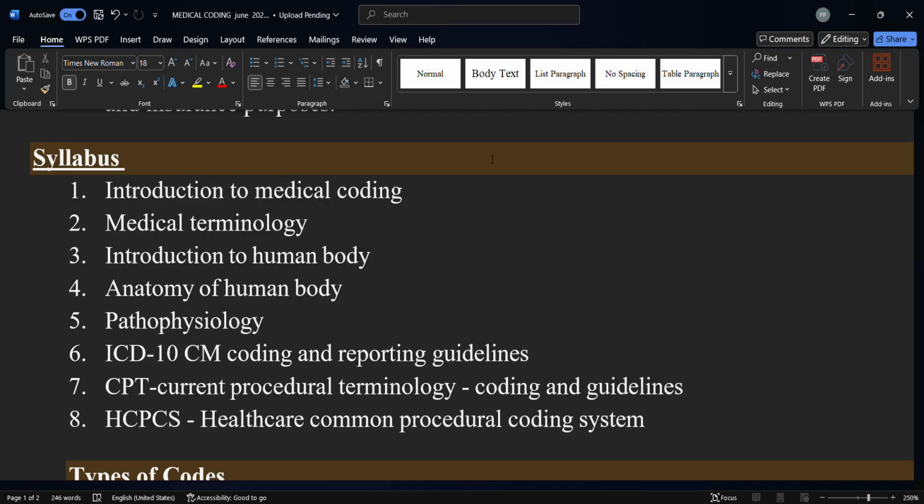Medical coding students must have knowledge about the human body and its structure and parts. Okay, anatomy of the human body, and pathophysiology, which means physiology related things. And the main thing when it comes to medical coding is three textbooks.